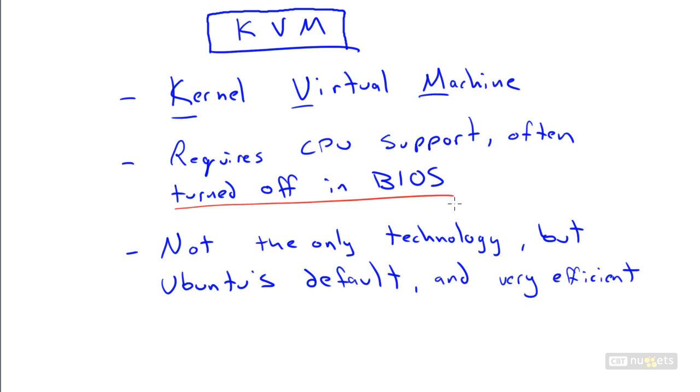Now, we're going to go on the command line and see how we can tell if your CPU currently supports it or not. Now, again, KVM is not the only technology, but it's Ubuntu's default and it's very efficient. So it's what we're going to set up today as our virtualization platform to show the power of running as a virtual host in Ubuntu Server.